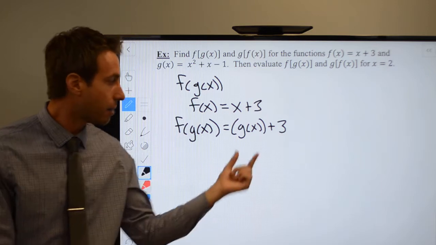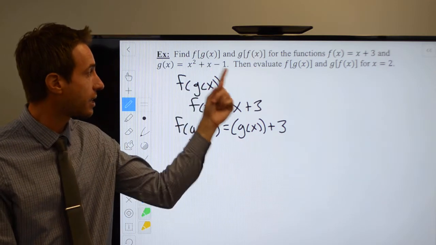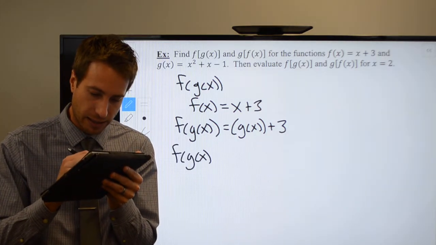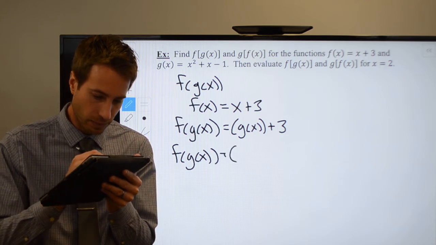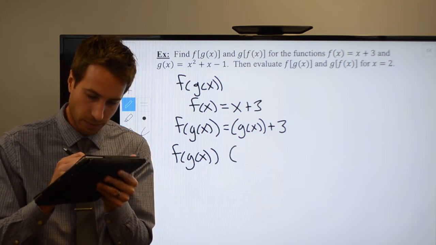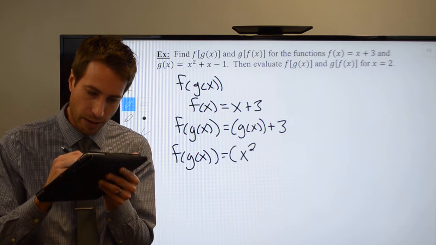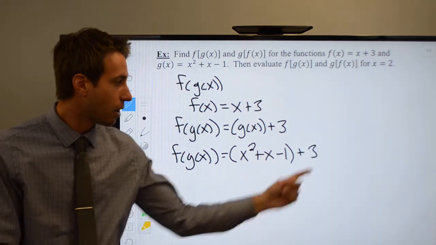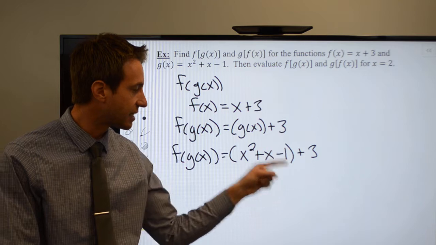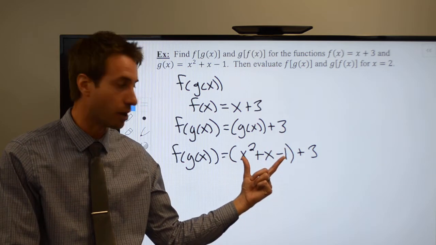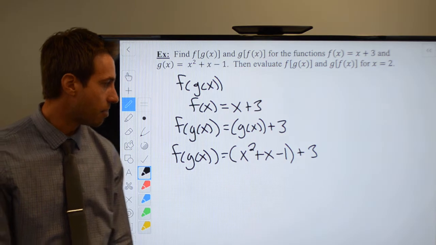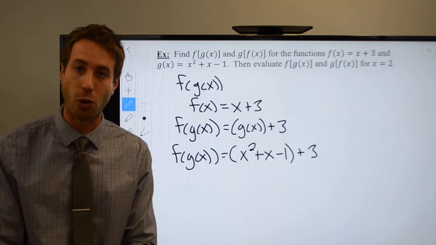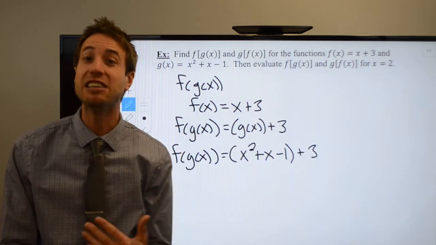And now let's go ahead and plug in what g of x is. It's x squared plus x minus 1. So f of g of x is equal to x squared plus x minus 1, and then I still have that plus 3 on the end back there. I've just plugged my g of x inside the parentheses, so I know that's where my g of x goes, and that plus 3 is still back there. I'll now go ahead and combine like terms to get it in simplest form, and then we'll take a look at what I mean by evaluate.